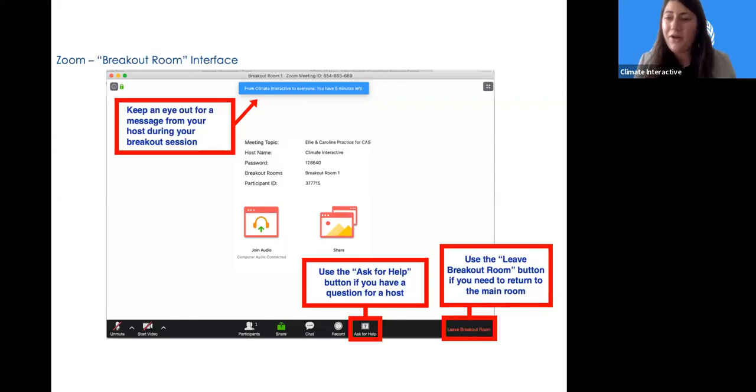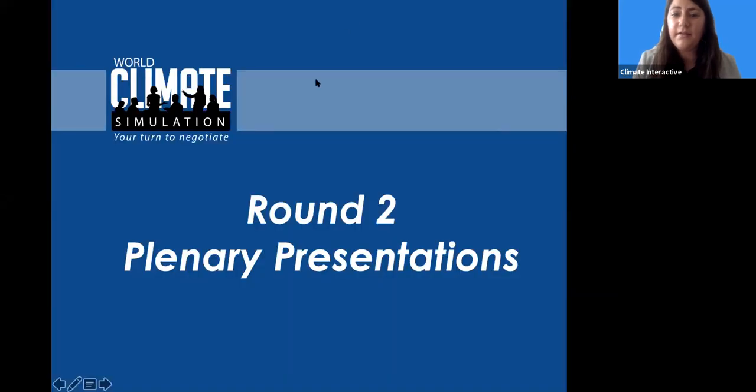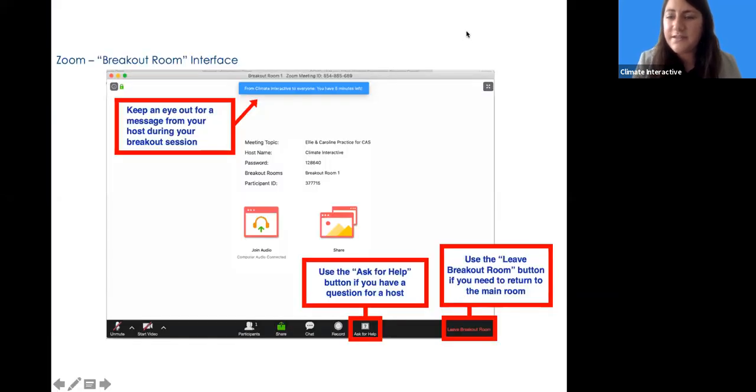So with all of this new information and this push to put forward stronger targets, we will enter now into our second round of negotiations, and we will be giving you about 20 minutes or so and really encourage you to take these negotiations seriously. So we will see you all soon, and good luck.